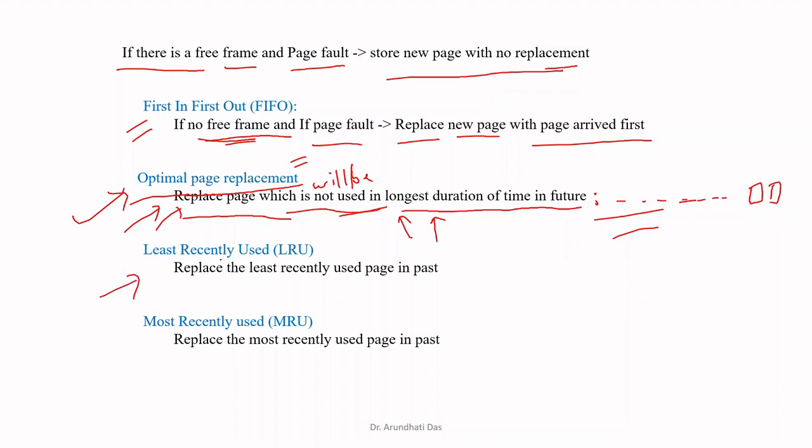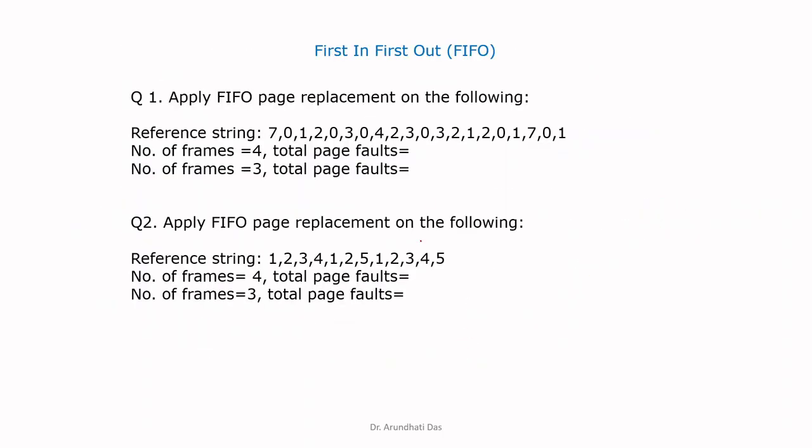Then there is the least recently used strategy. What happens here? I will replace the least recently used page in the past. So in the past, a few pages were used and one new page is coming up. Now if I have to replace any of these pages, I will replace the one which was least recently used in the past. And MRU, the most recently used strategy, is simply the opposite of LRU. I'll replace the most recently used page in the past. We'll see some examples and then it will be more clear.